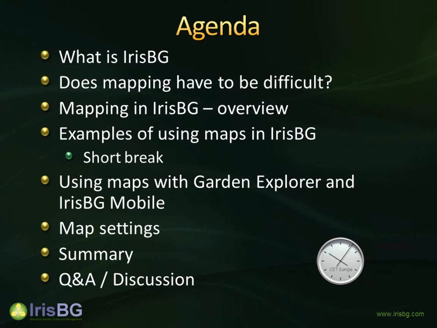And then we're going to give an overview of how Iris handles mapping. And then we're going to go into a lot of examples just to show you all the different uses of Iris and mapping. We're also going to step out of the desktop version and look a bit at the Garden Explorer on the web and then Iris Mobile. And then at the end we'll look at how you can configure your system and change different settings and how that works for you. And then at the end we have a quick run of questions and answers.